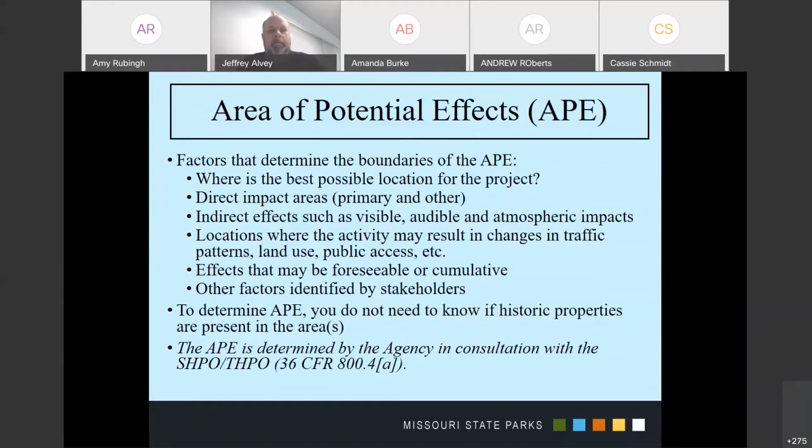And then, as I mentioned, any other factors identified by the stakeholders, all those consulting parties that are involved in the 106 process, any factors they can identify. And so to determine the APE, you do not need to know if historic properties are present in the area. That's really what this step is about, identifying historic properties. So before you can identify them, you have to define your APE. At that moment, you don't necessarily have to know if historic properties are present. And then lastly, the APE is determined by the agency in consultation with SHPO and THPO. So again, determining the area of potential effects is a part of the process in which the federal agency needs to consult.